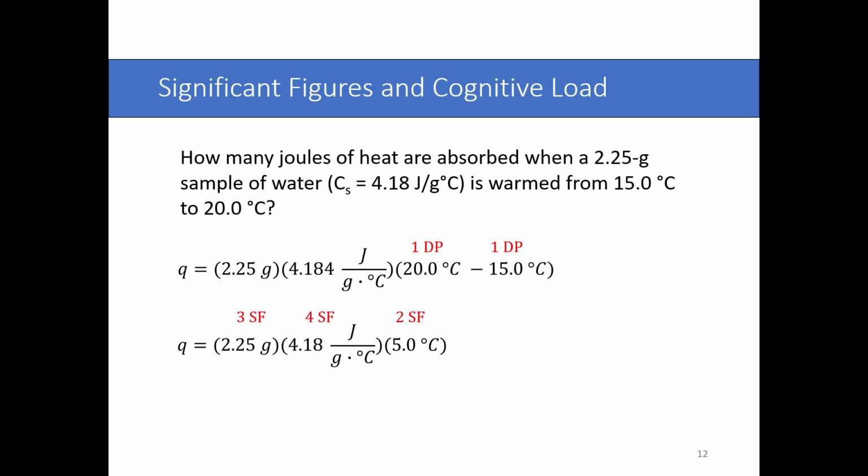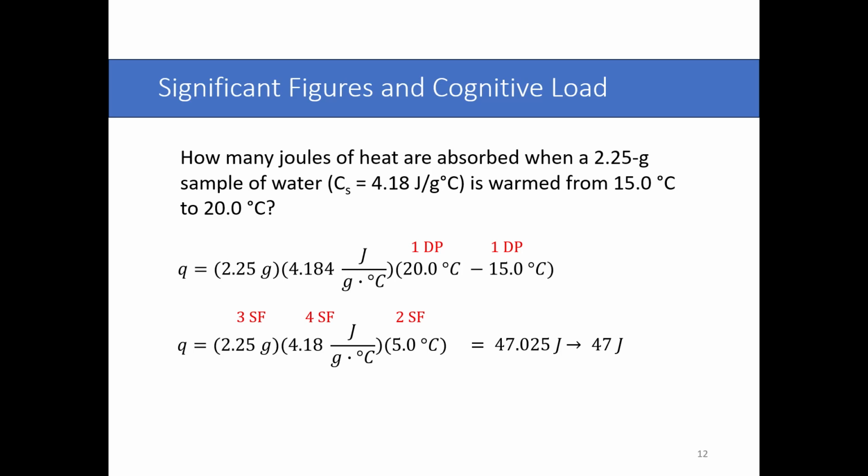So we go, okay, well, it looks like we have 3 here. Oh, that's also 3. I made a mistake there. 3 here, and then 2 there. Okay, so then I need to round my answer to 2 significant figures. So we'd initially get 47.025 on the calculator, and then we would round that to 47 joules.